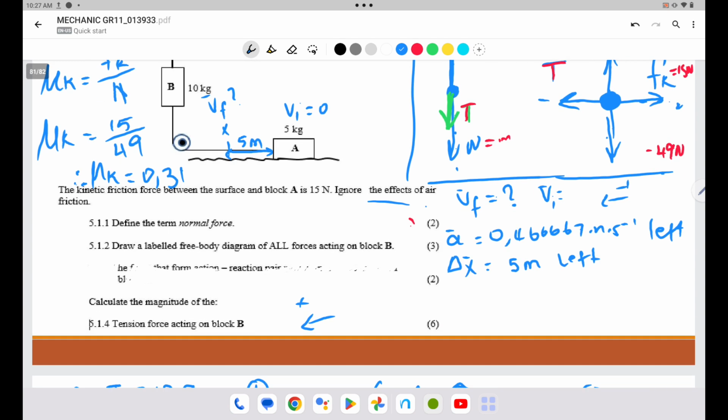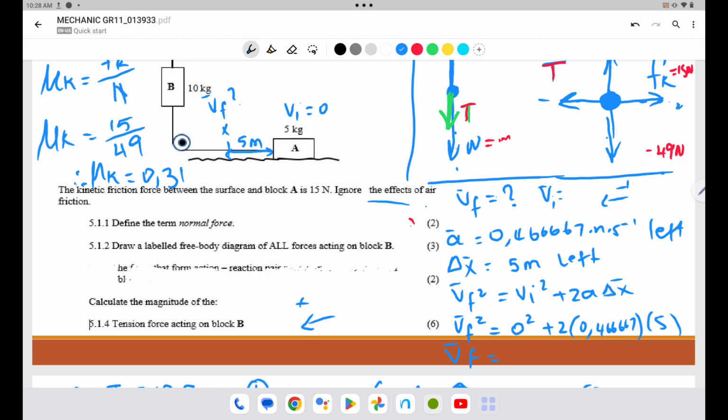Which equation of motion has 1, 2, 3, 4 variables? That is V final squared is equal to V initial squared plus 2 acceleration multiplied by displacement. This is what we are looking for. This is equal to 0 squared plus 2 multiplied by 0.4666667 multiplied by 5. And then you can take a square root on both sides. Therefore, final velocity will be equal to.